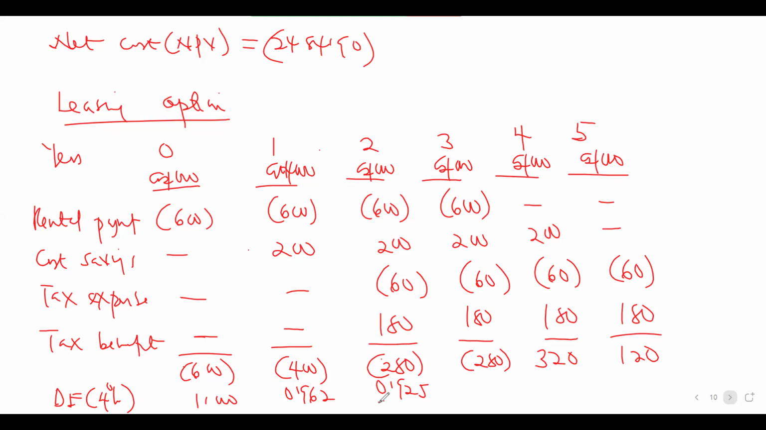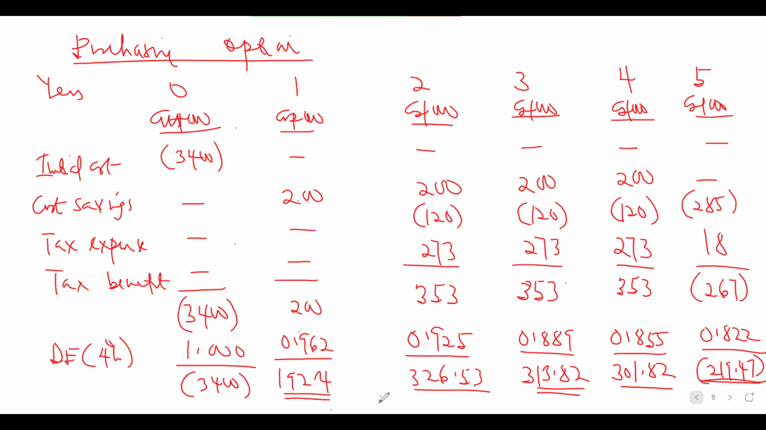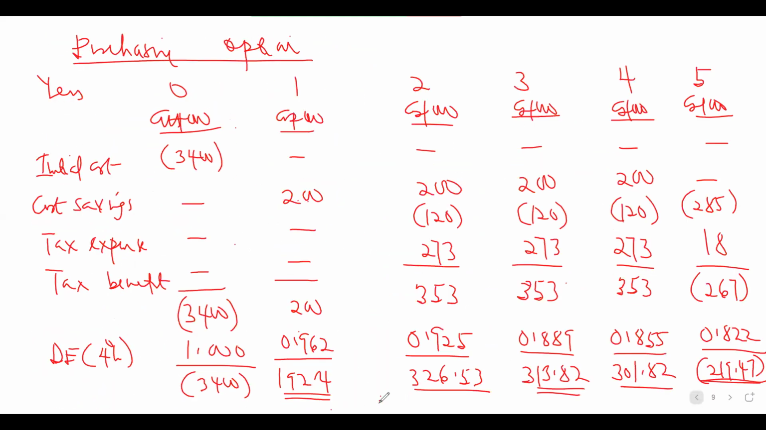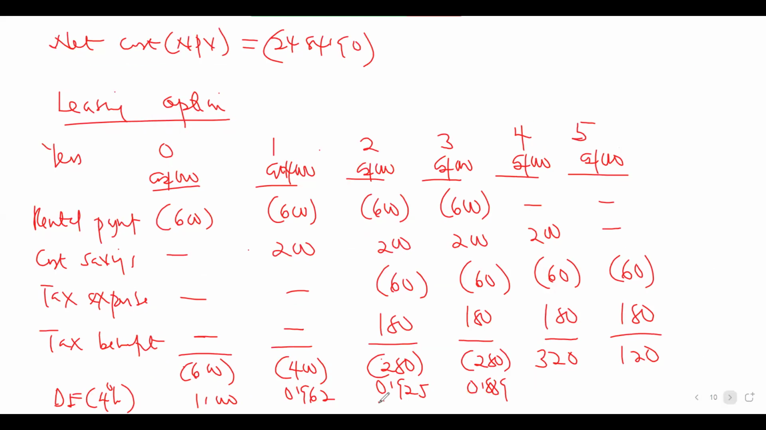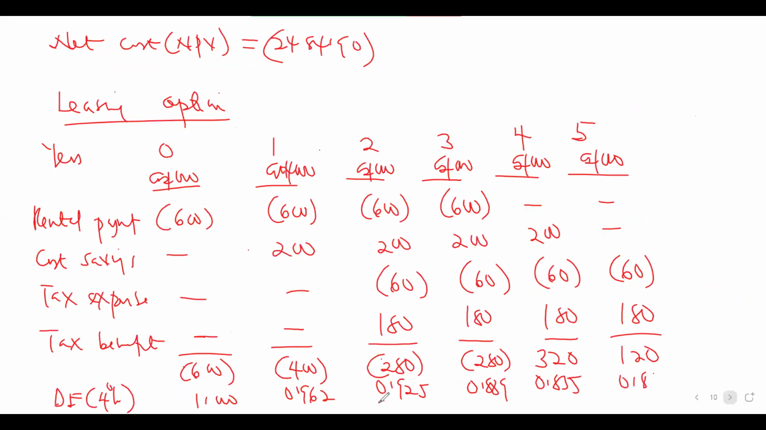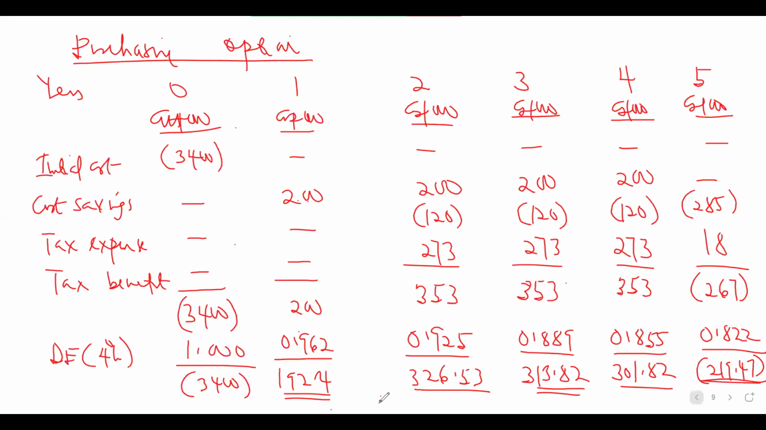I'm asking, where did we get it from? It is the tax benefit on the rental that we are paying, 30% on the 600. Okay, so we have 0.889 here, then we have 0.855, then we have 0.822. So can we do that multiplication?